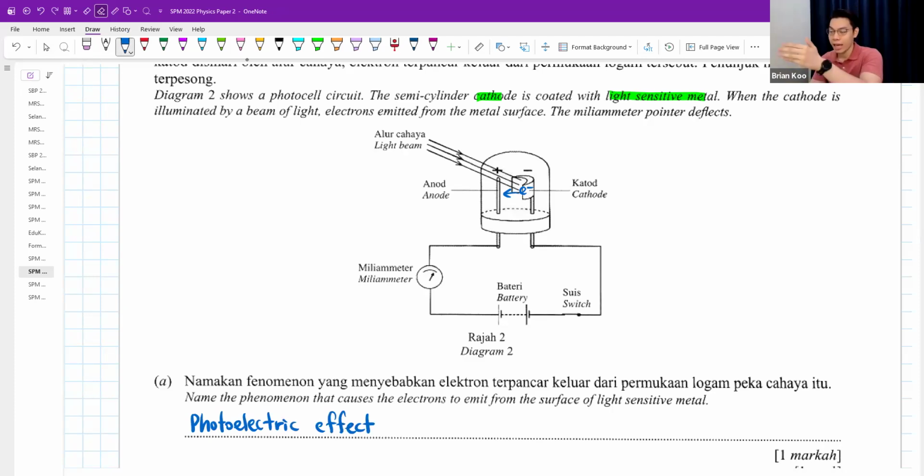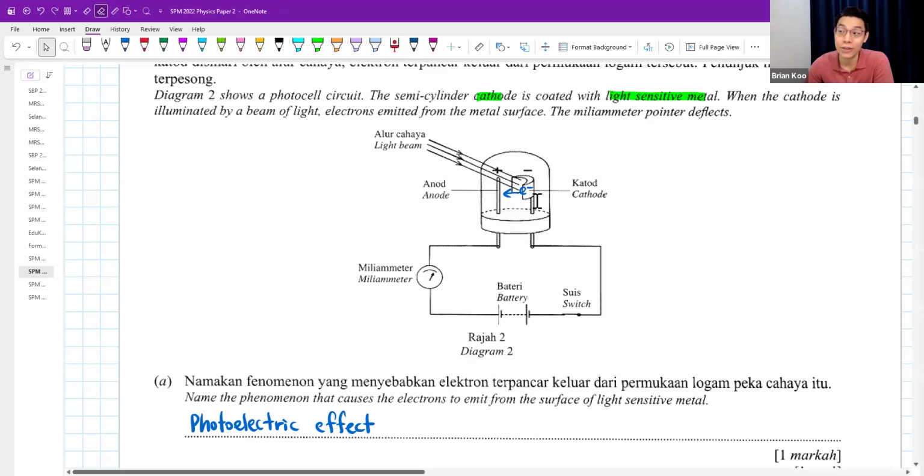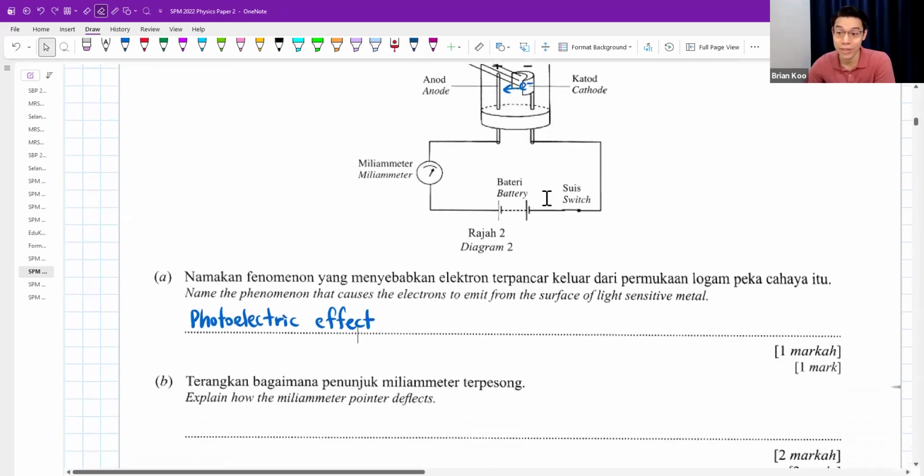If you shine a light and electrons are emitted, that is called photoelectric effect, where you use light to create electricity. If you're using heat to heat a cathode and then the electrons are emitted, that one is called thermionic emission, using thermal energy.